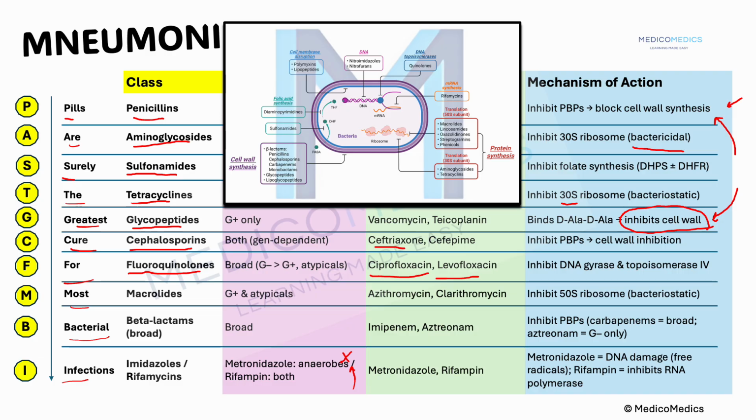Next, we have the macrolides, like azithromycin and clarithromycin, and these bind the 50S ribosomal subunit, blocking the exit tunnel so new proteins can't leave. So the factory keeps running, but the product jams, halting growth. Now, these are bacteriostatic and quite useful against gram-positives and atypicals like Mycoplasma, Chlamydia, Legionella.